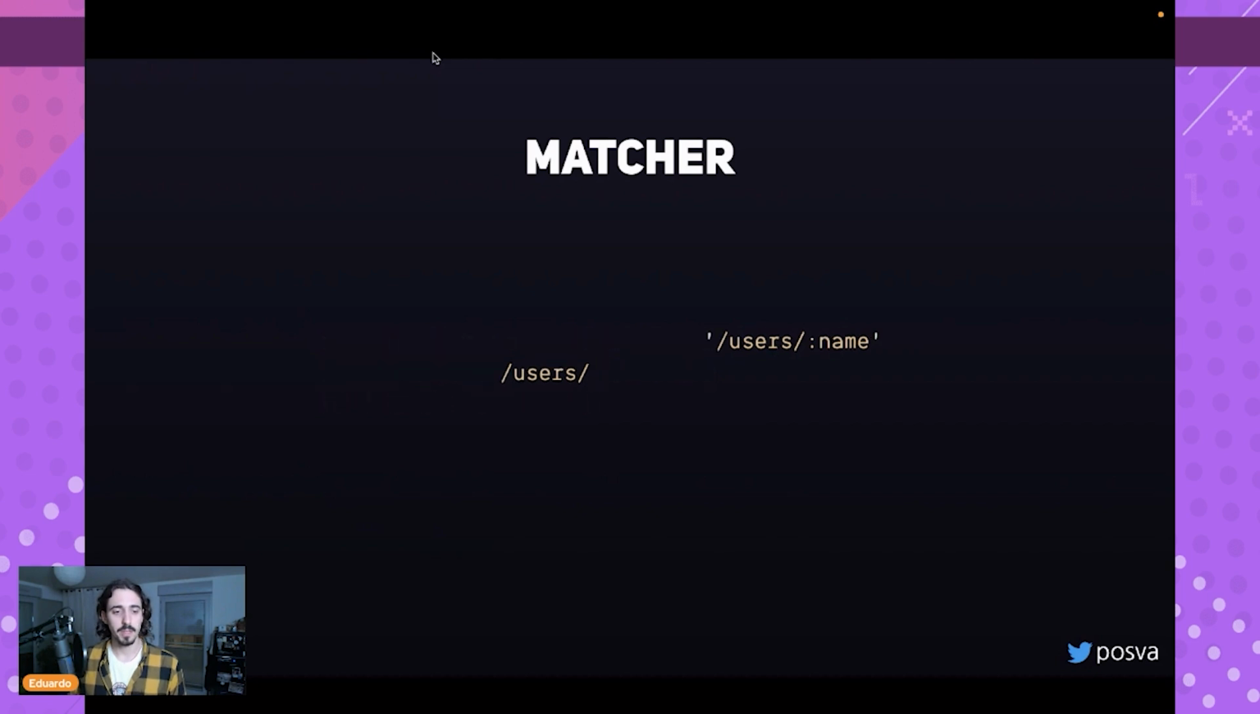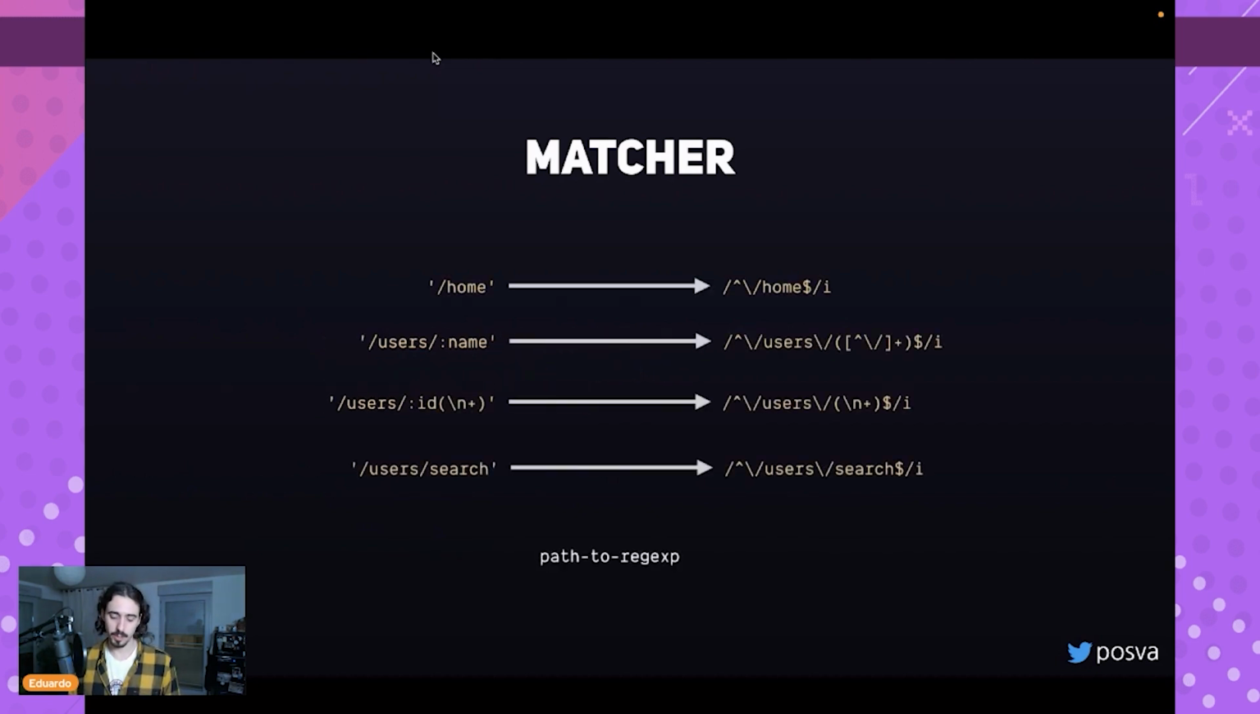How does this work? This behavior works by transforming these strings into this other example. Home will become home. That name is a regular expression group, matching anything that is not a slash. And then if we have a customized regular expression, it would be that specific character several times.